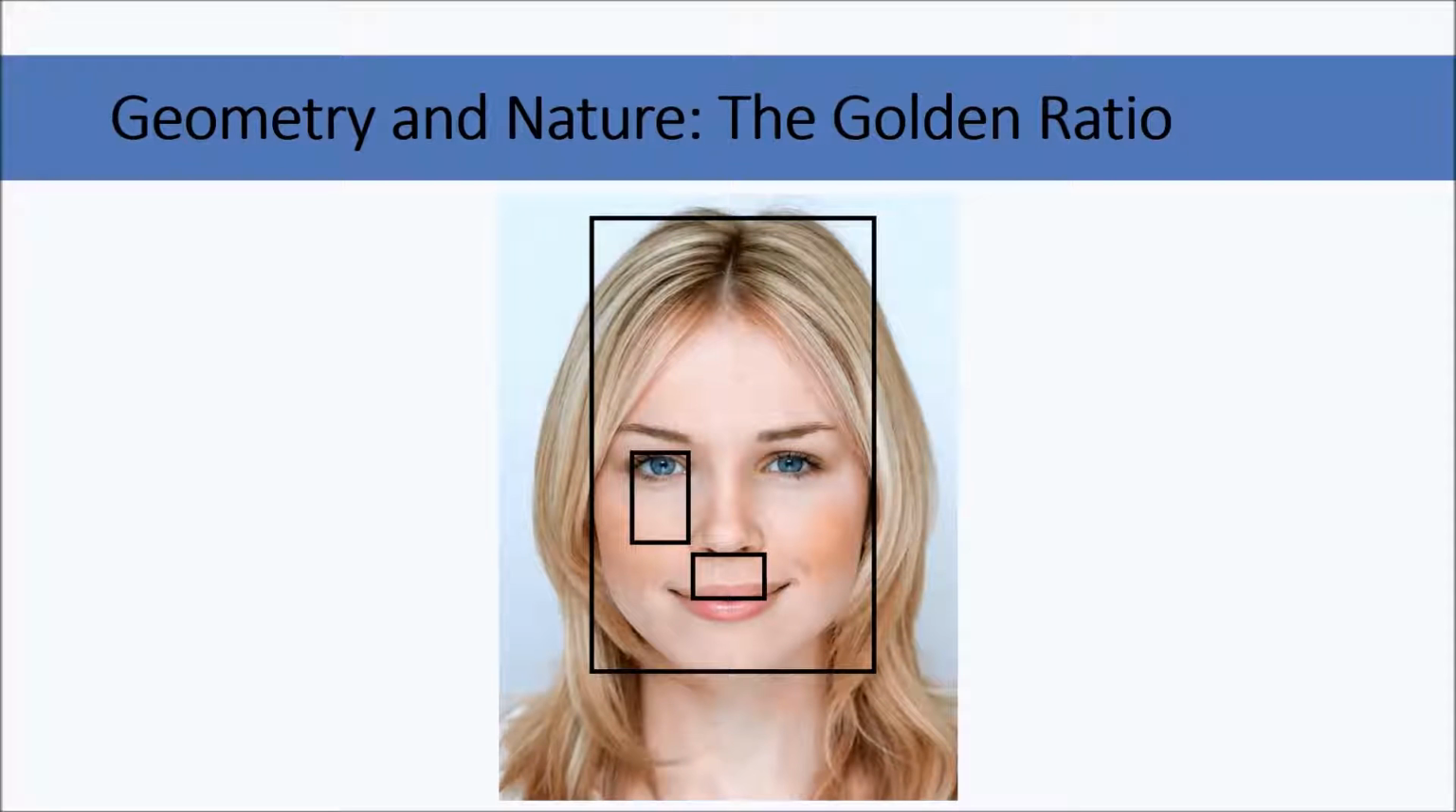The frame of her face is golden, her lip and nose form a golden rectangle, her eye forms a golden rectangle, her nose forms a golden rectangle, her nose bridge would also form a golden rectangle, and then her face forms a golden rectangle.